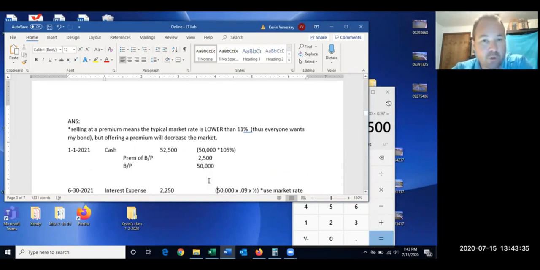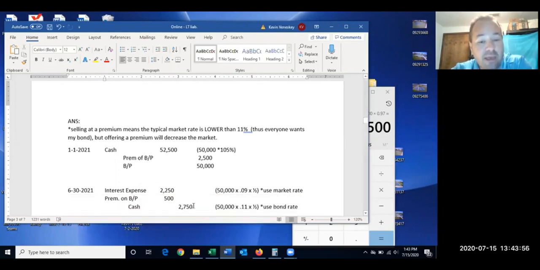So when I go down here to do my journal entry, I calculate the interest expense at actually a lower rate than what I'm actually paying. The interest expense now is at 9% because that's what the market is in my problem. The market's 9, so that's what I have to show as my interest expense, even though I'm paying out 11%. So I'm paying out $2,750. The difference here, the premium on bonds payable, is I'm amortizing this over the 10-year rate.